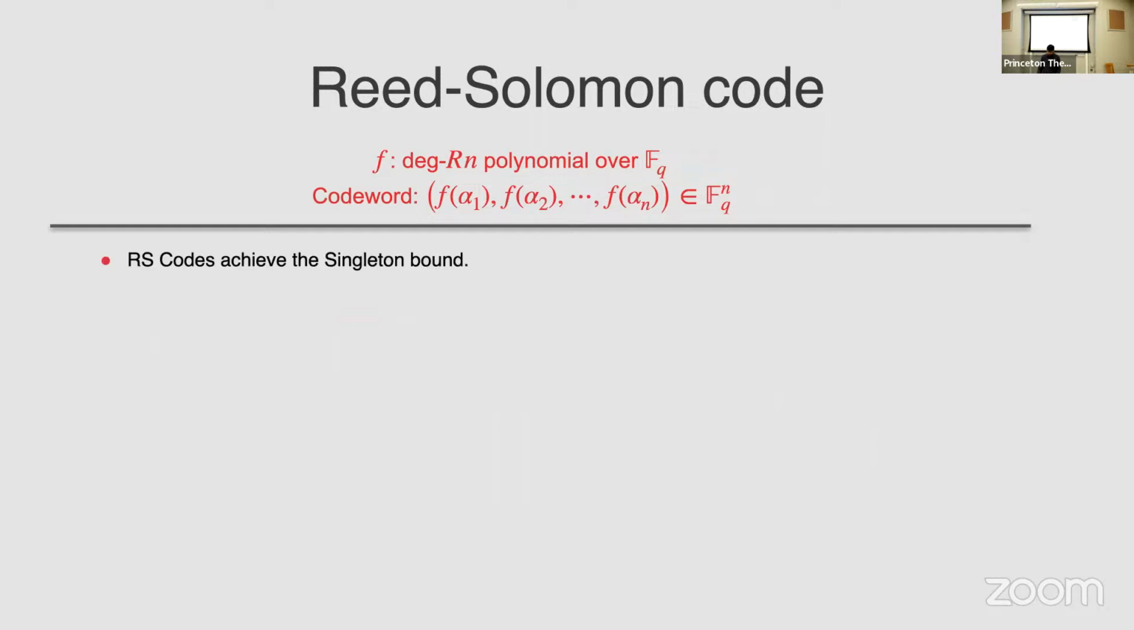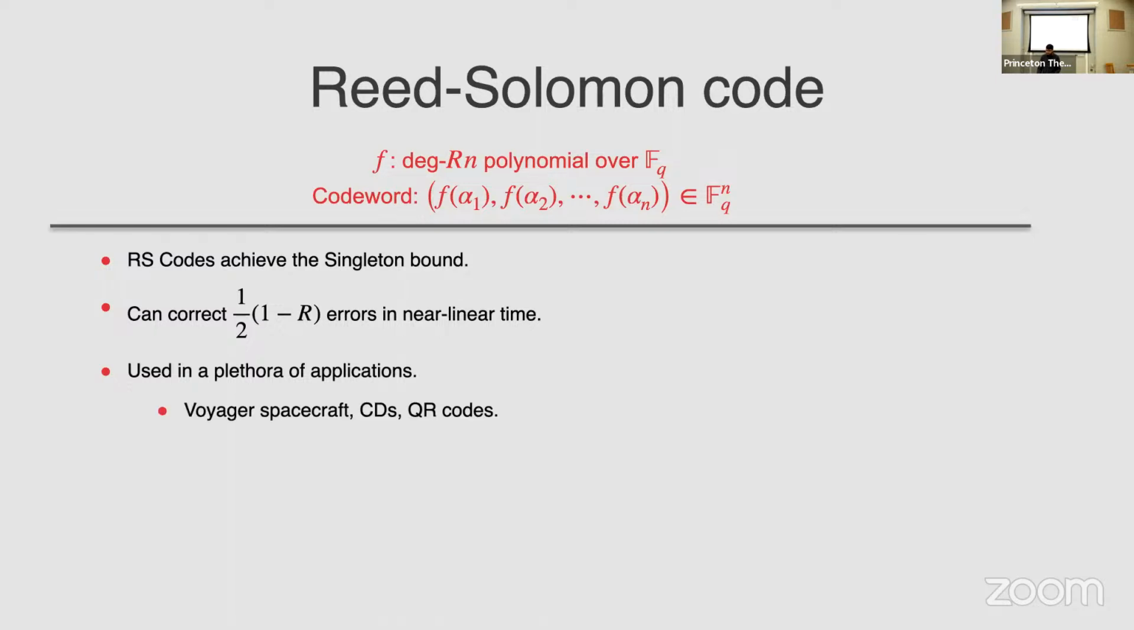And they're really nice codes. We can correct half of the distance many errors in near linear time. Reed-Solomon codes are used in a lot of places, from deep space communication to CDs to QR codes.